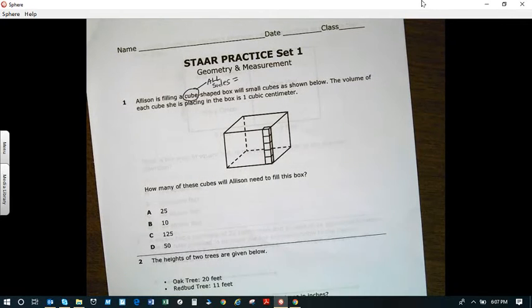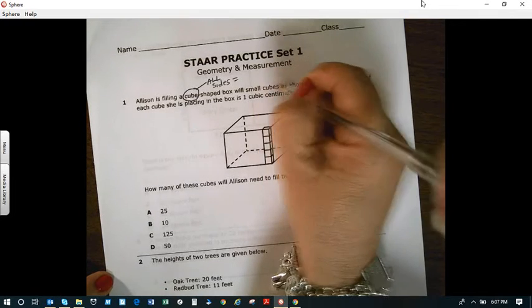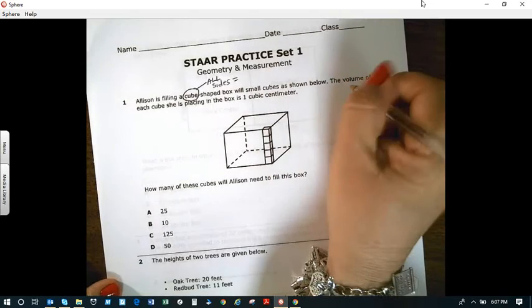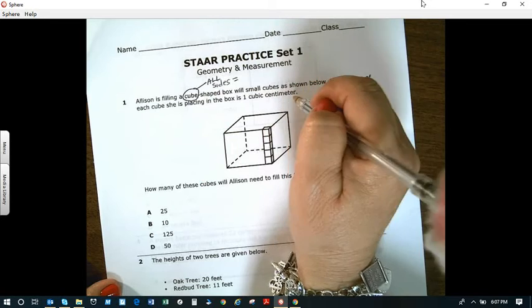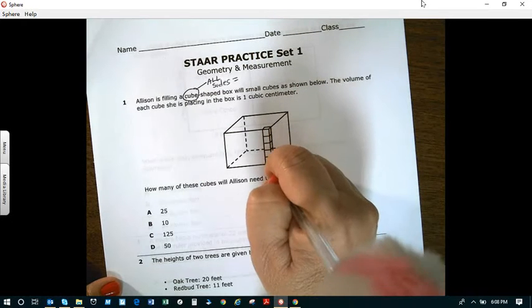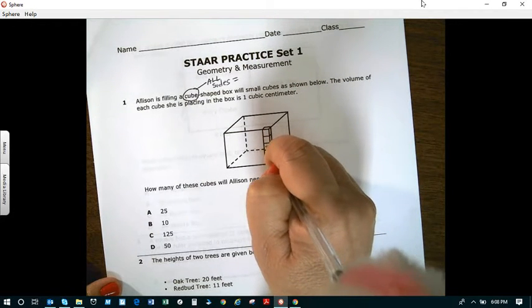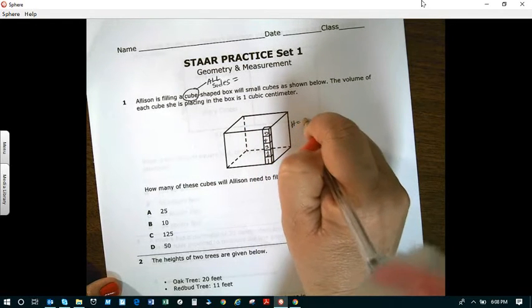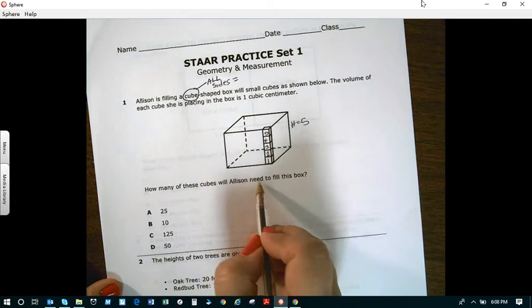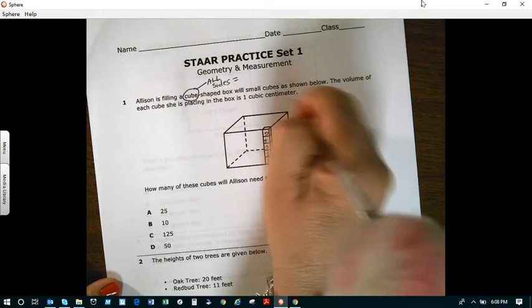All right, so she's putting in these small cubes shown below. The volume of each cube she is placing in the box is 1 cubic centimeter. So this is 1 cubic centimeter, 2, 3, 4, 5. So the height is equal to 5. How many of these cubes will Allison need to fill the box?